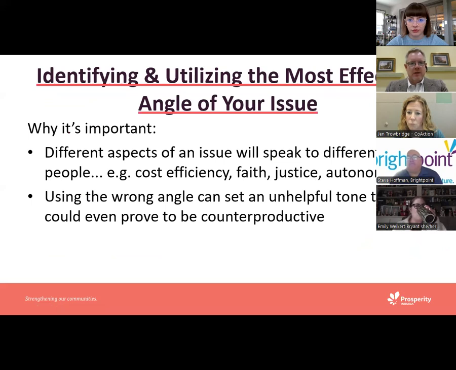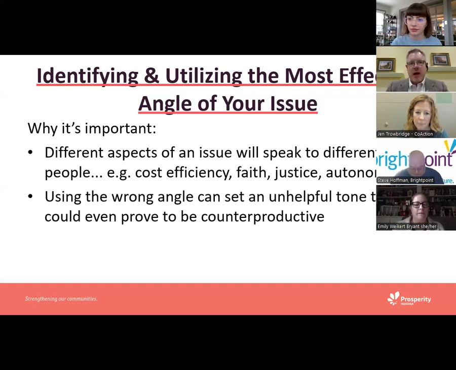Thanks again, Hale. And this is our last big picture lesson, as she mentioned. And so you see here, we titled this as Identifying and Utilizing the Most Effective Angle of Your Issue. I could summarize this by saying it's about know your audience and know your strengths and how to reach your audience.